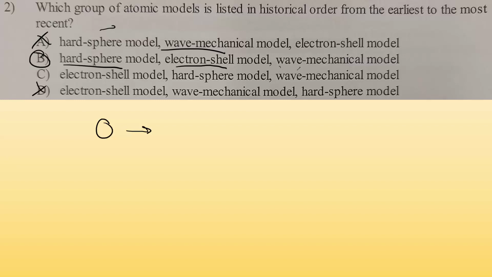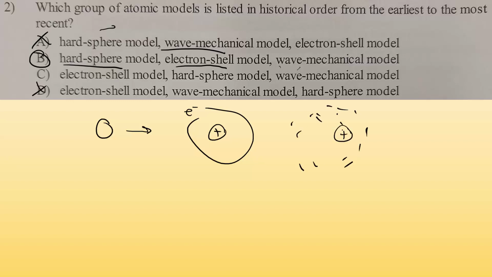Yeah, it's looking like B, right? So we had a hard sphere, and we got now electron shells, and then the wave mechanical where we still have that positive nucleus, but it's more like a cloud of probability around it.